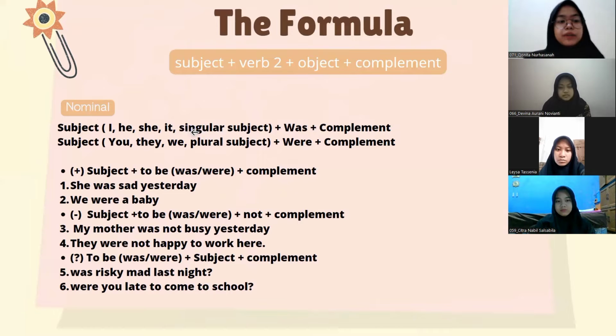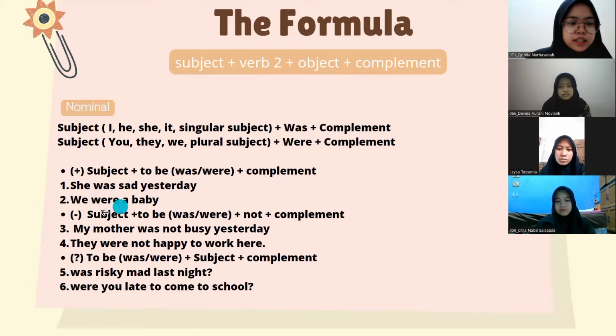So in the nominal sentence, when the subject is I, he, she, it, or a singular subject, it is followed by was and complement, and then when the subject is you, they, we, or a plural subject, it is followed by were and complements. And let's take a look at the example.